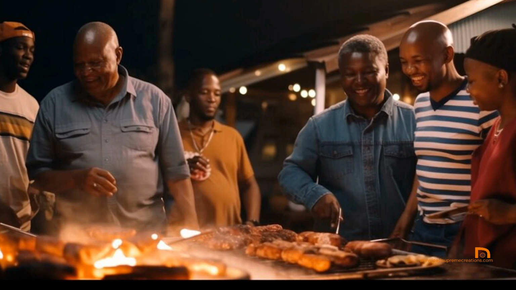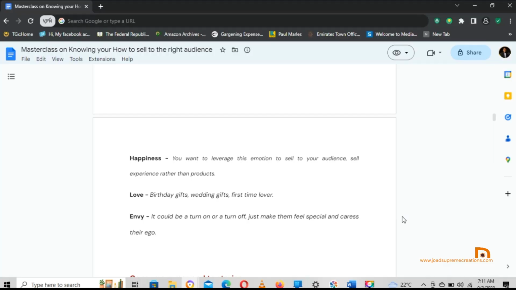Okay, family, they will always be family, and whatever it is that they've been doing before is what they will continue to do. We are just leveraging that to sell to them, because we bring them together to do this, to do that, to do this. That's just how it is.